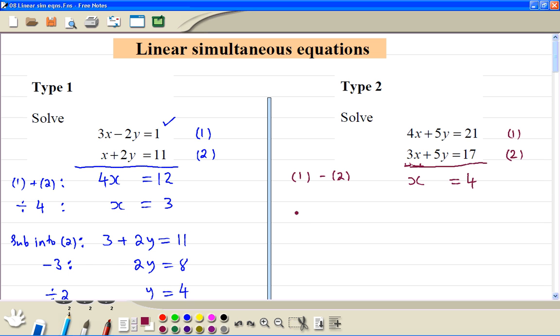Then we sub into equation 1, so 4 times 4 plus 5y is equal to 21. So this is 16, so we subtract 16 from both sides, so we get 5y is equal to 21 take away 16 is 5. Now we divide both sides by 5, we get y is equal to 1.